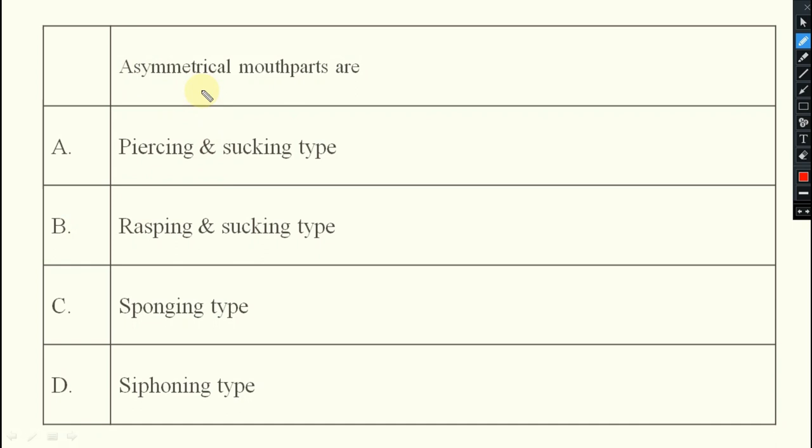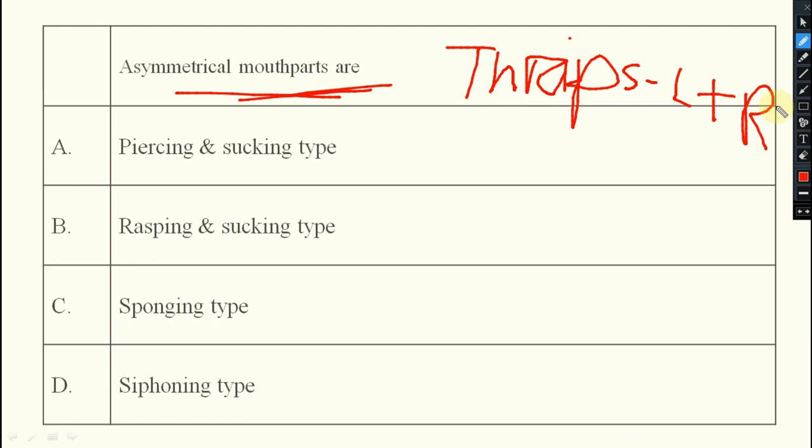Next you see, asymmetrical type of mouth parts are present in. Actually what happens in thrips, which mandible is absent? In thrips, left is present and right is absent. Yes or no? That's why it is known as asymmetrical type of mouth part. So the answer will be option B, rasping and sucking type of mouth parts.